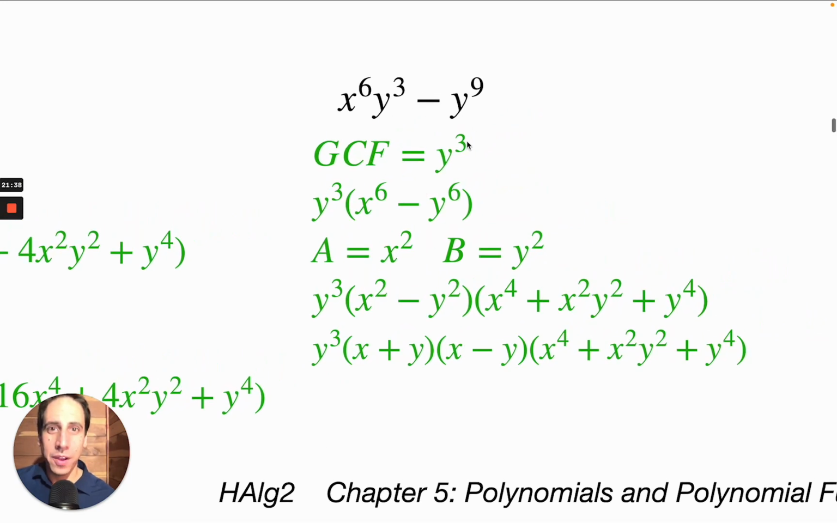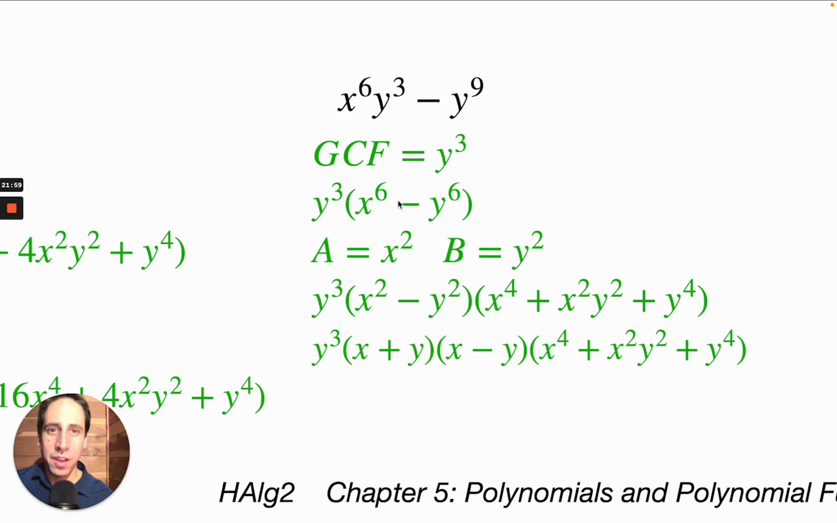We've got a greatest common factor here. This is x to the 6th y cubed minus 9 y to the 9th. There is a certain number of y's that are a factor in both of them. The greatest common factor is y cubed. Put that up front. y cubed times x to the 6th gives you this, and y cubed times y to the 6th gives you this, which is why it's here.